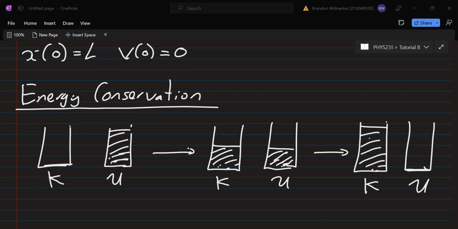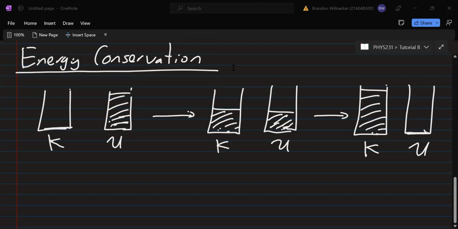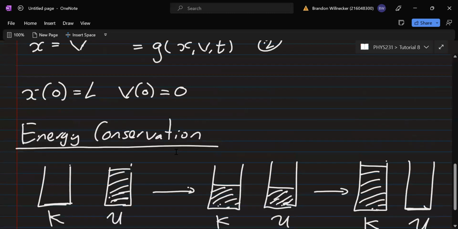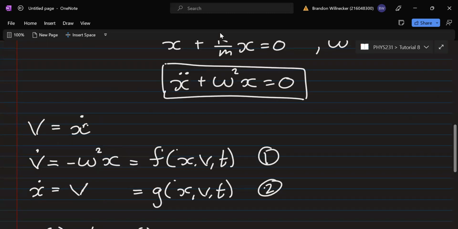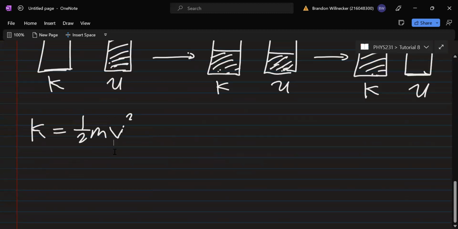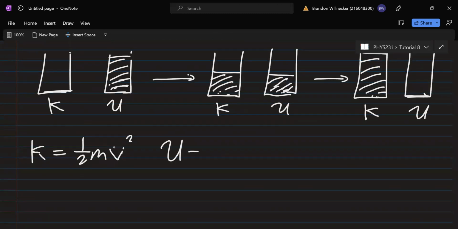Okay, so how do we find this? Well, the kinetic energy, that's the standard half m v squared. And v comes from solving the first differential equation here. So the first one is for v dot. If we solve that, we get v of t. And then if we solve the second one, we get x of t, and we can use that to find the potential. It's going to be half m omega squared x squared.